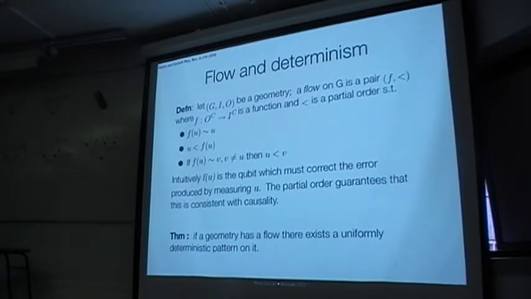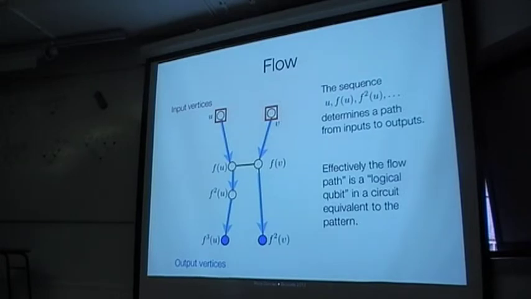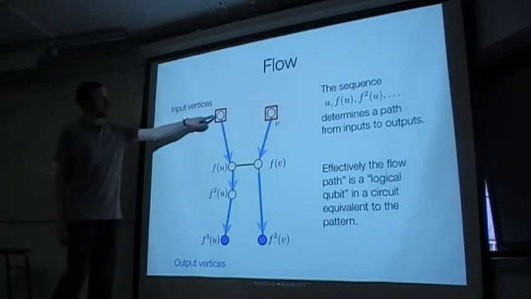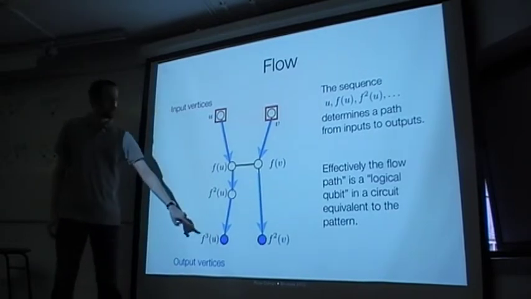Let's have a look at this in a little bit more detail. So here is a geometry. And I'll look at this qubit v. So if I measure v and I see the wrong answer, what the flow tells me is I go to f of v and I do a Pauli there and I correct for that. Okay? And you iterate f and you find you have a disjoint set of paths from the inputs to the outputs.